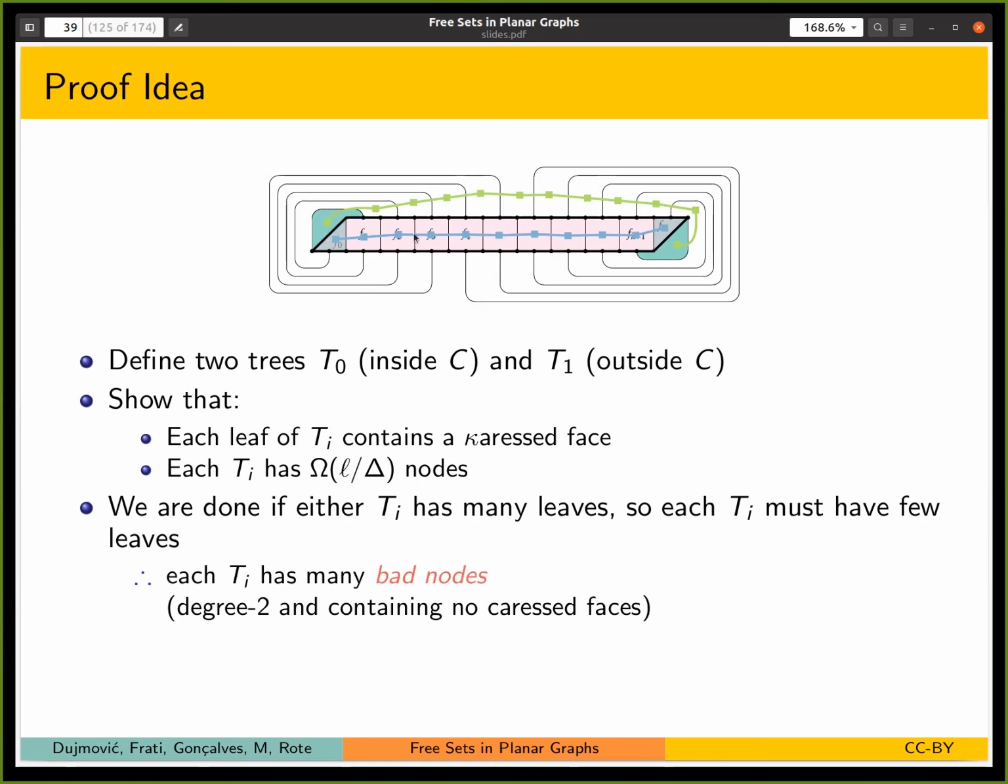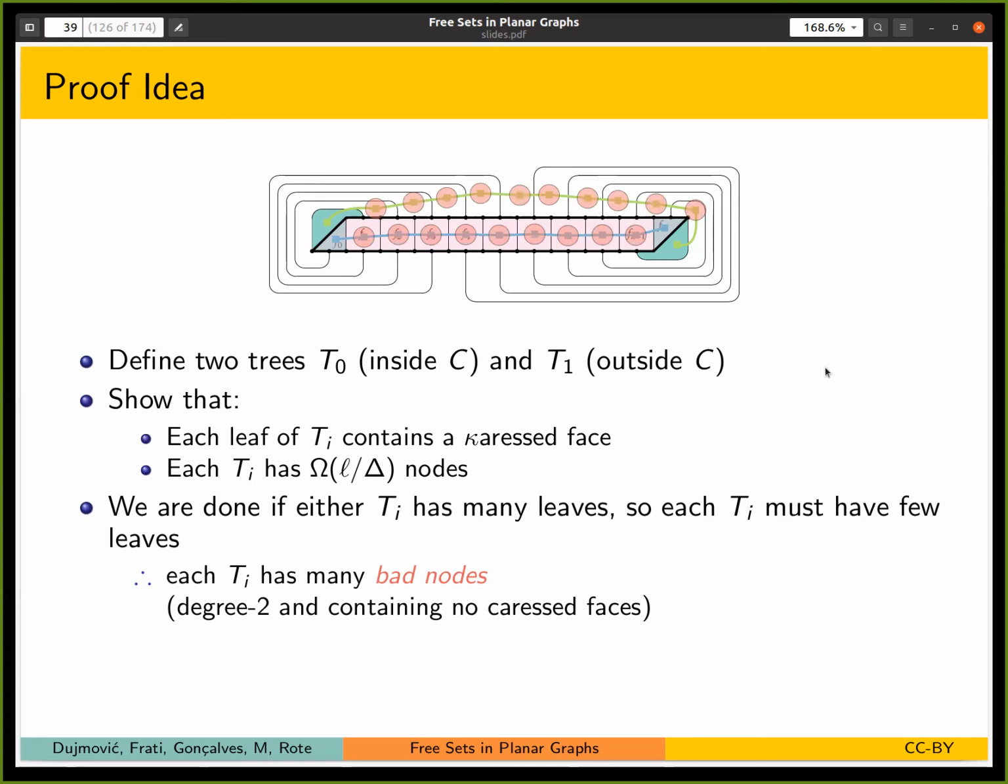But that means they have many degree 2 vertices, just like in this picture, right? If a tree has a lot of nodes, but a small number of leaves, that means most of its vertices are degree 2. So that's like in this picture. And we'll call them bad nodes if in the tree they have degree 2 and there's no crest face inside that node. So this is all quite vague, and it probably will be for the rest of the talk, but that's okay. That's the idea here.